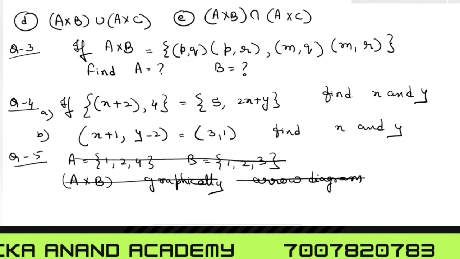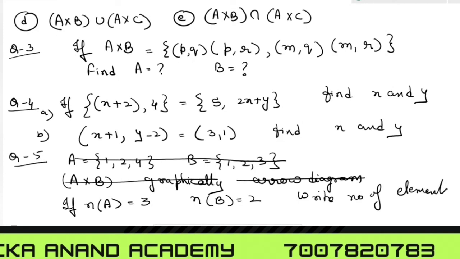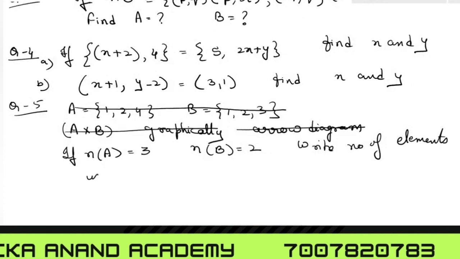So I think these questions give you a lot of practice. And one more question. If number of elements in A is equal to 3, number of elements in B is equal to 2, write the number of elements in A cross B and B cross A. It's enough for the practice.